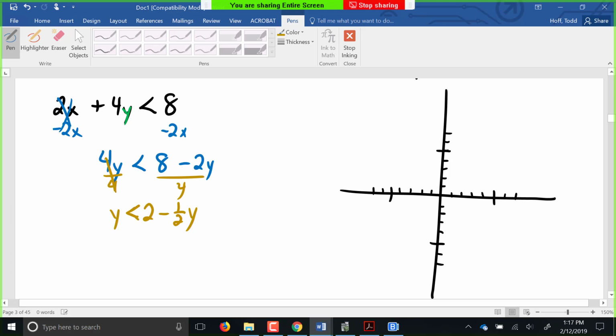To graph it, where do we start? At 0, 2. Good. And from there we go down 1 over 2. I'm going to do it again, down 1 over 2, just because those points are kind of close together. Solid or dashed? Dashed line, yep, you say shaded.